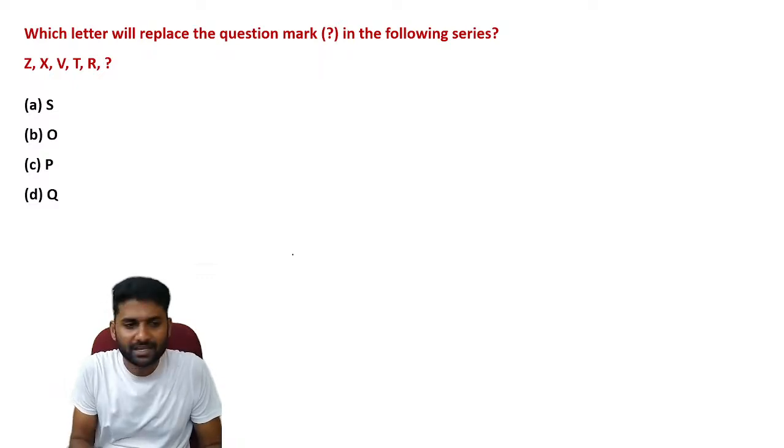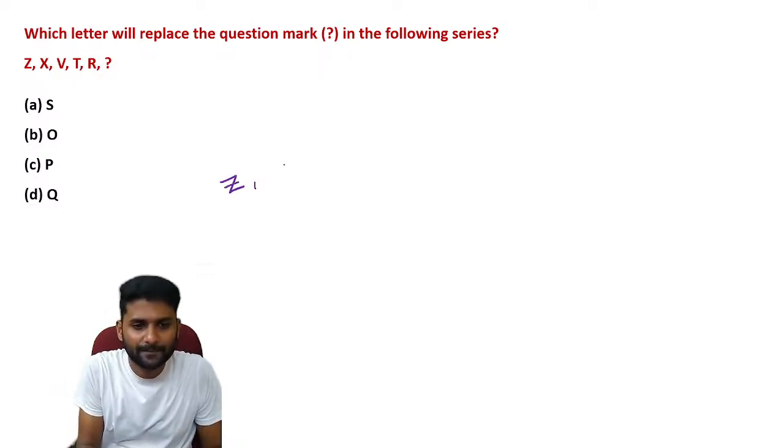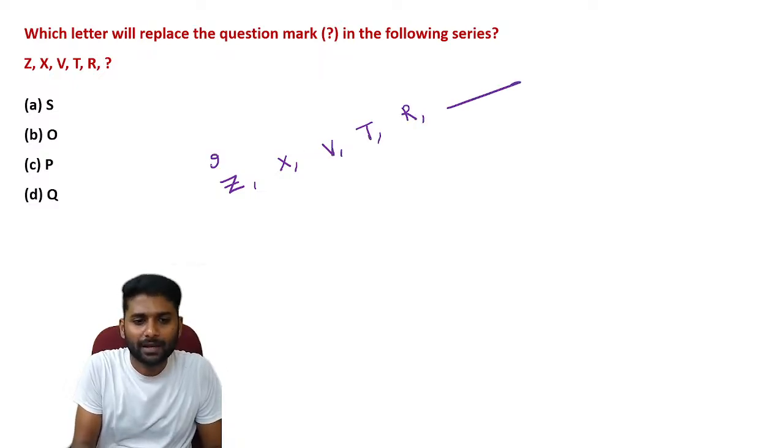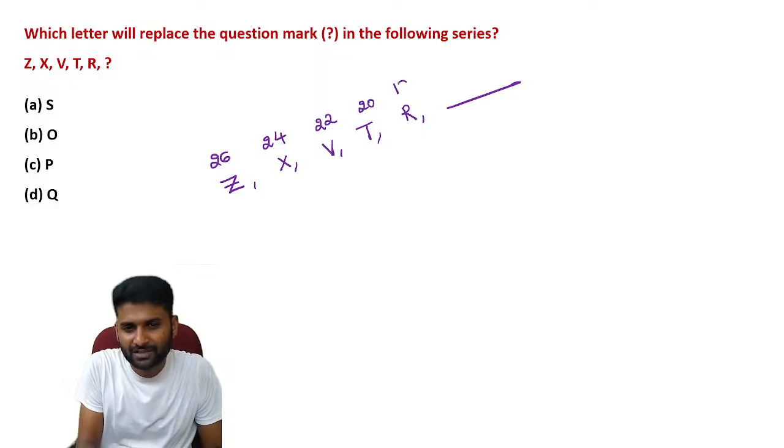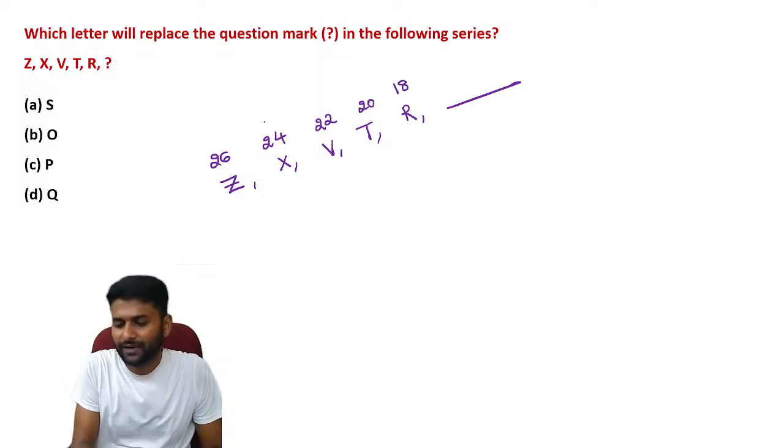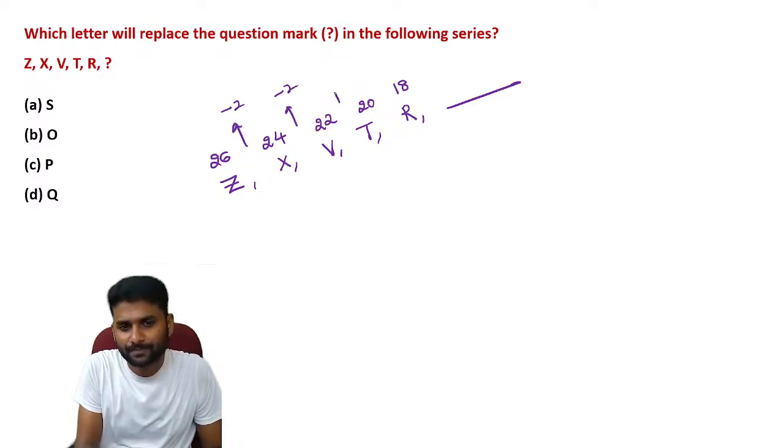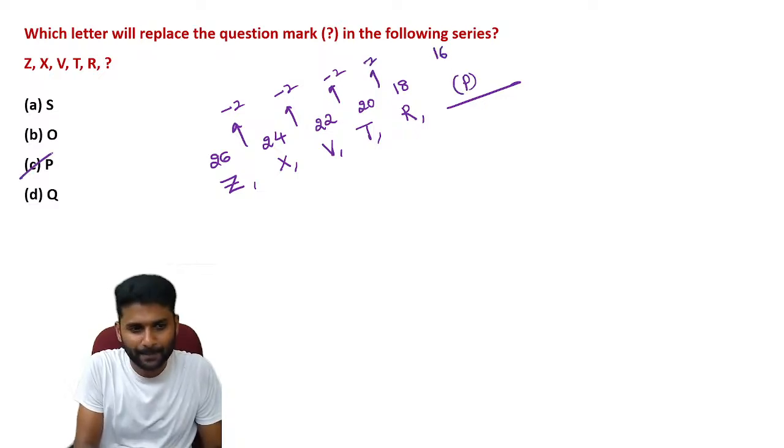Now see what is the next letter. Here the letters are Z, X, V, T, R. Find the next one. Let me help you out with alphabetical position. 26th letter, 24th letter, 22nd letter, 20th letter, and 18th letter. If you observe, every time 2 units are subtracted. So according to the sequence, we need the 16th letter, and the 16th letter must be T.